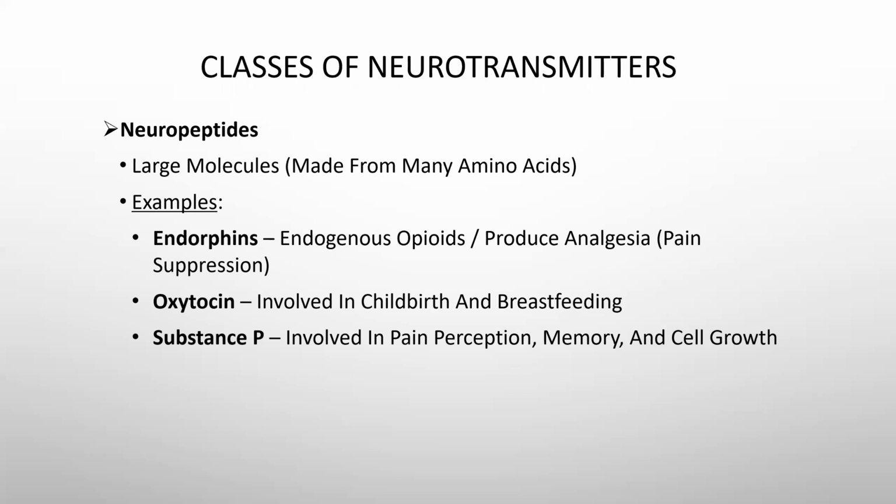Okay. And then there's the neuropeptides. Now, for the first time, we're seeing these as not small molecules, but large molecules, okay, made from many amino acids. Examples here, endorphins, the endogenous opioids, our internal opioids, produce analgesia, pain suppression. We see oxytocin involved in childbirth and breastfeeding, and substance P involved in pain perception, memory, and cell growth. And there are many others in this. I'm only providing you a small sampling.